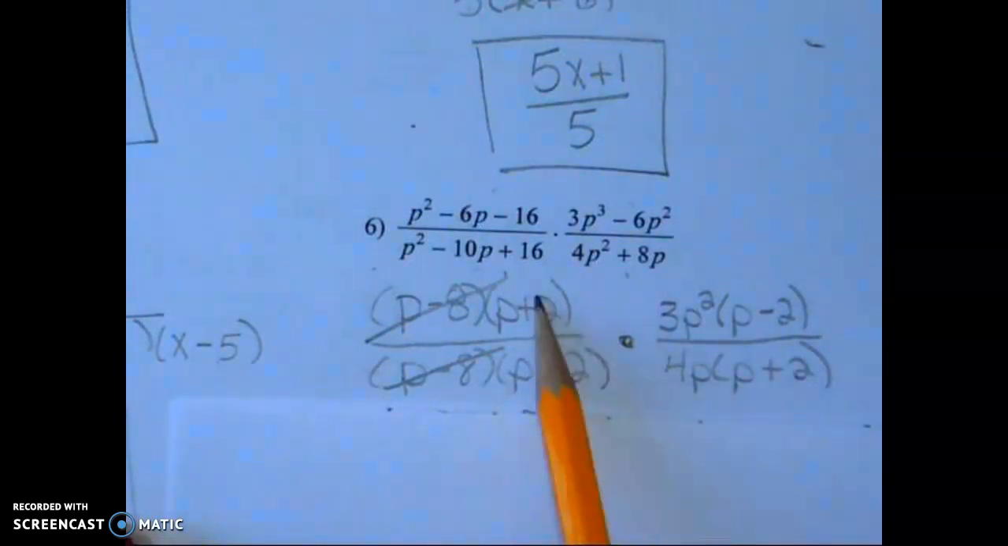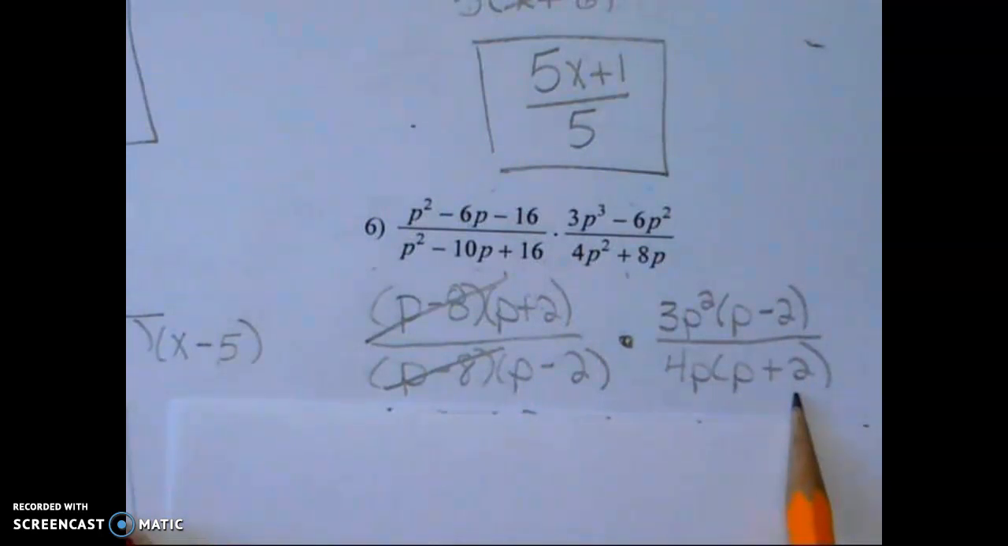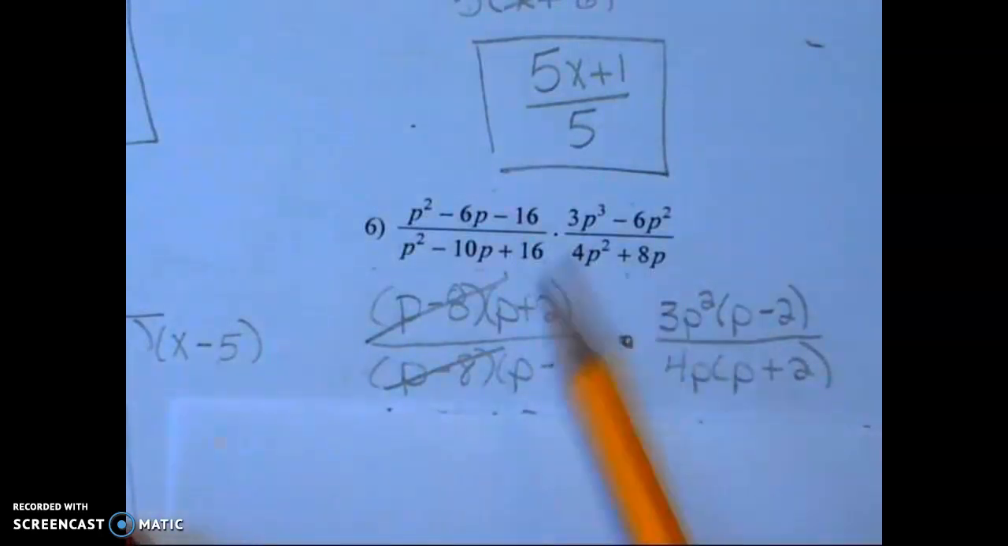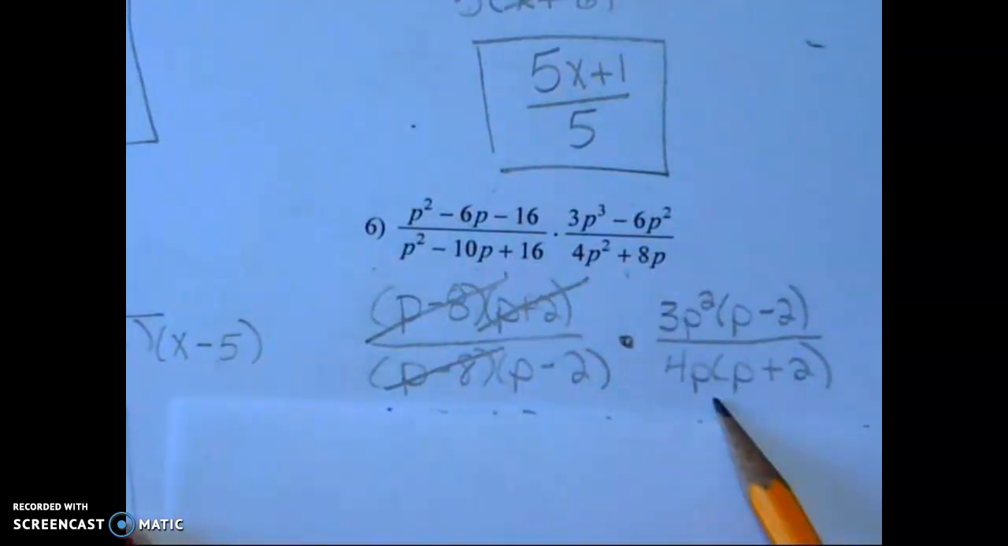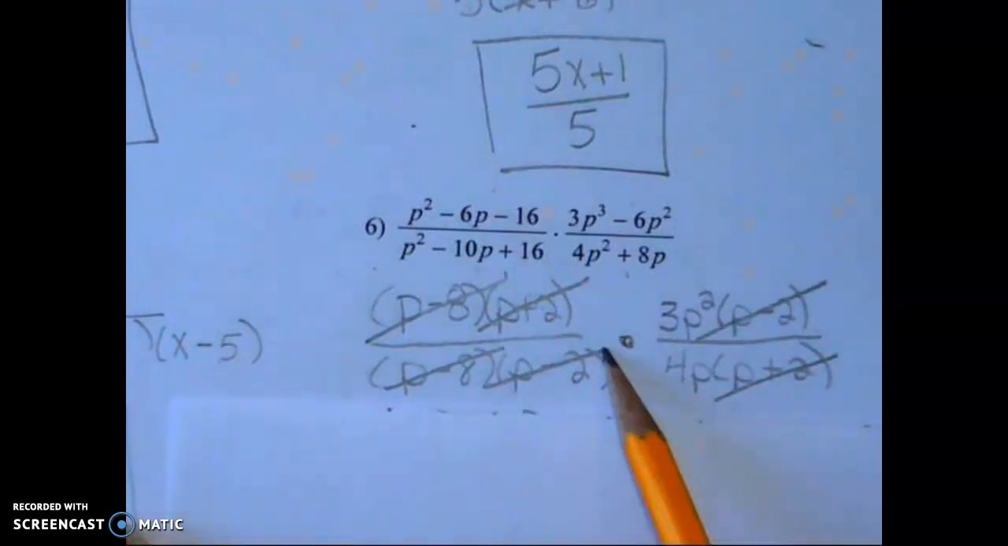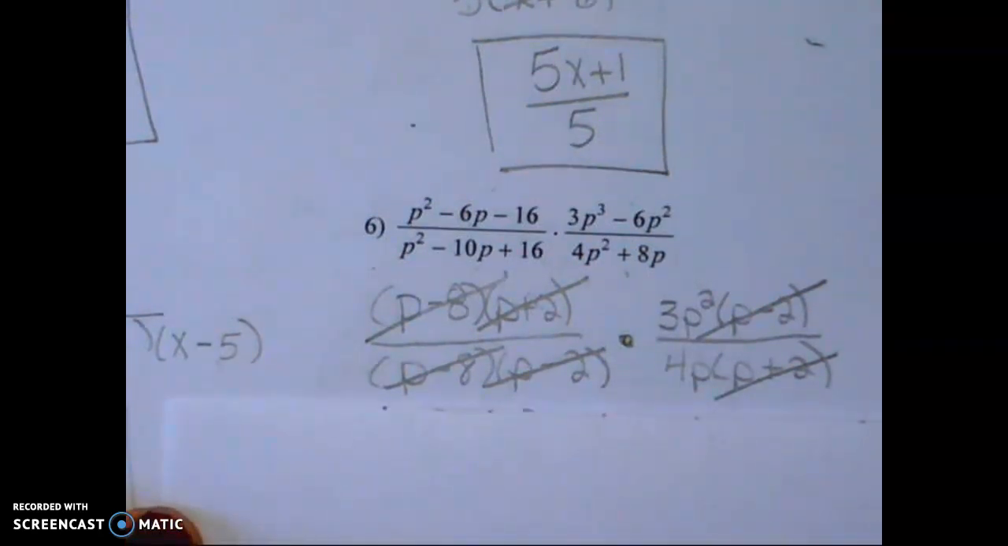Hey, you know what? Because this is in the numerator and this is in the denominator, even though it's not in the same fraction, you can cancel. One in the numerator, one in the denominator, one in the numerator, one in the denominator. It doesn't have to be in the same fraction. But as long as it's numerator, denominator, it can be canceled.